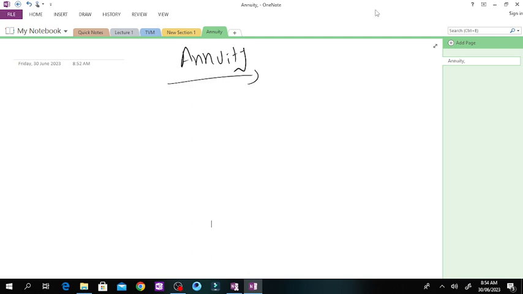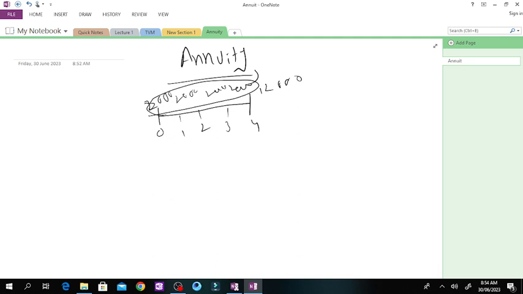Remember that annuity is a stream of equal periodic cash flow over a specified time period. It can be inflow or it could be outflow. What we need to understand is a stream of equal periodic cash flows. For example, we have this stream 0, 1, 2, 3 and 4. So you are going to get, let's say, 12,000. How much you would invest today is 2,000. So 2,000, 2,000, you would receive 2,000. So this is the equal stream, equal periodic cash flow.